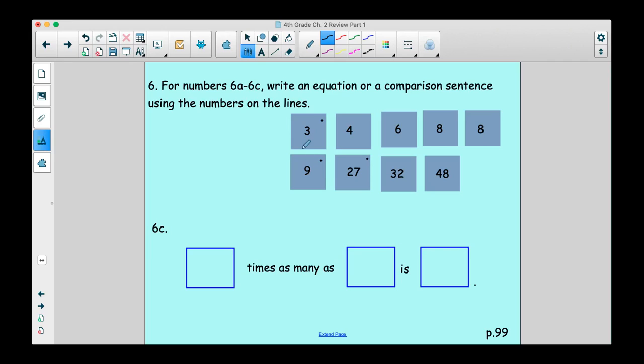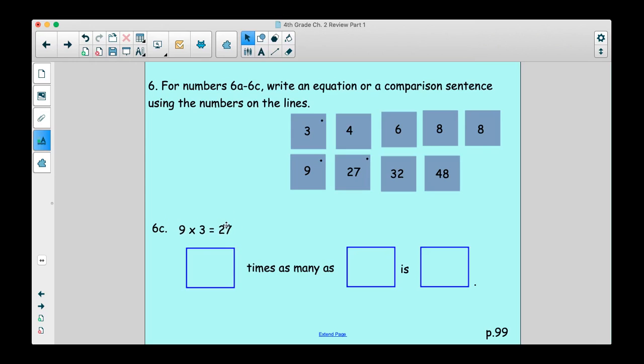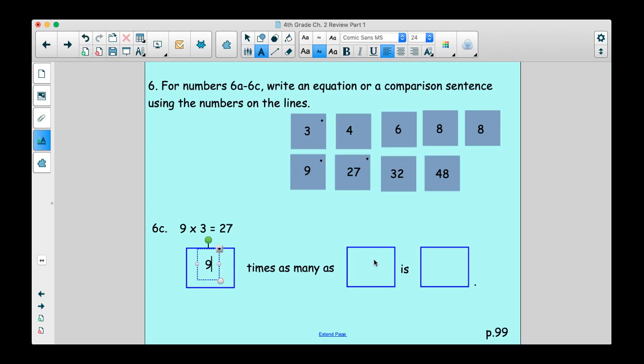So, actually, I don't know if you have this in your book. I think you do. So 9 times 3 equals 27. So we would say blank times as many as blank is 27. We know that one to be true, right? So we would just say 9 times as many as 3 is 27. All right. Sweet.